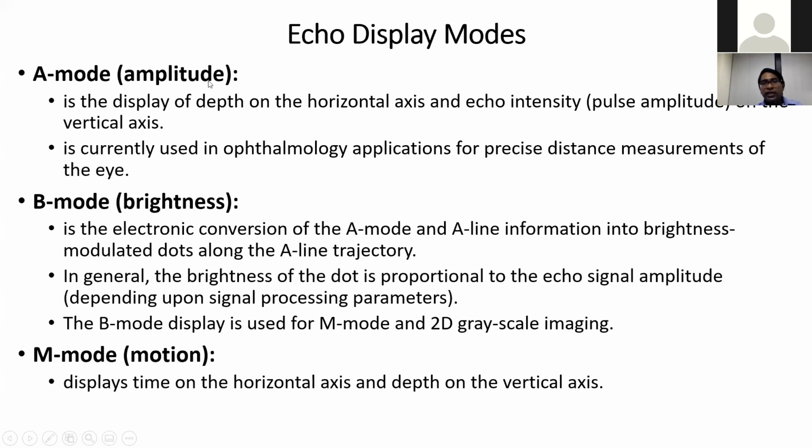An A mode in which the x-axis is time is called an M mode. So if you're looking at a single A line over multiple time periods, that creates an M mode. So that's the difference between A mode, B mode, and M mode.